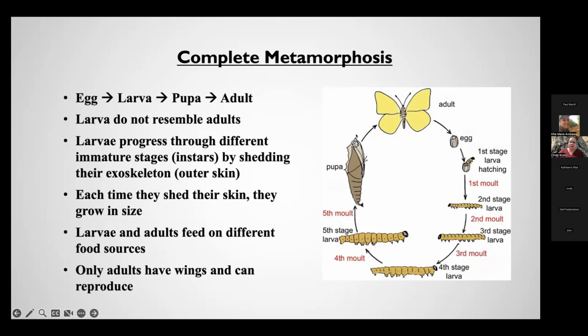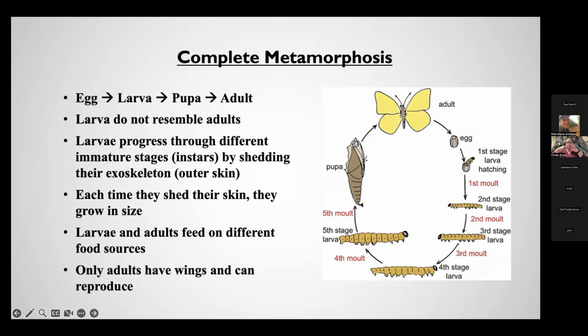And then it emerges as an adult. So you can see the butterfly looks nothing like the larvae. The larvae will feed on plant material. The butterfly feeds on nectar and pollen, two different food sources and different mouth parts. You have an immature stage with chewing mouth parts, and adults with siphoning mouth parts.